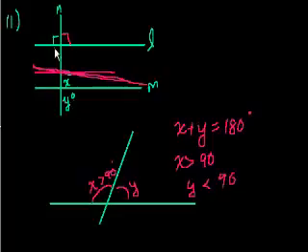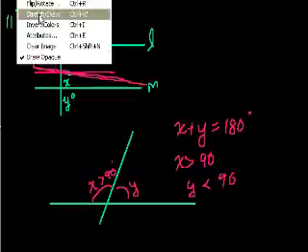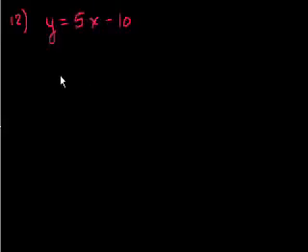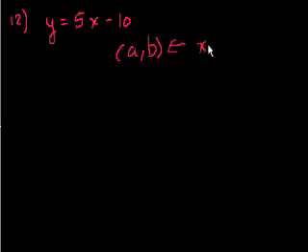All right. Let's see if I can fit in this last problem within the 10-minute window. Problem number 12. In the xy plane, the line with the equation y is equal to 5x minus 10 crosses the x-axis at the point with the coordinates a, b. So this is where it crosses the x-axis. What is the value of a?